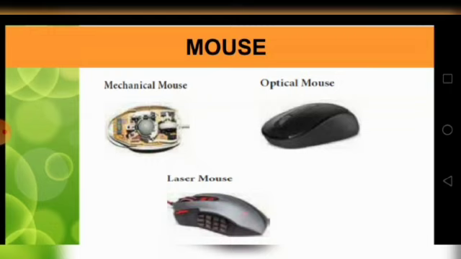Have you understood, children? Okay. Different types of mouse are available: mechanical mouse, optical mouse, laser mouse, air mouse, 3D mouse, tactile mouse, ergonomic mouse and gaming mouse. The most commonly used mice are the mechanical mouse, optical mouse and laser mouse. Okay children.